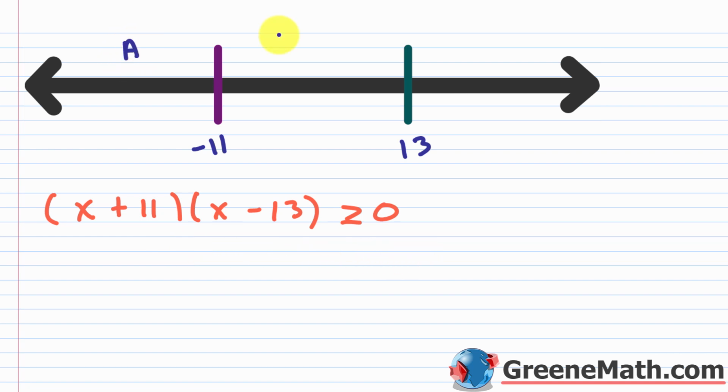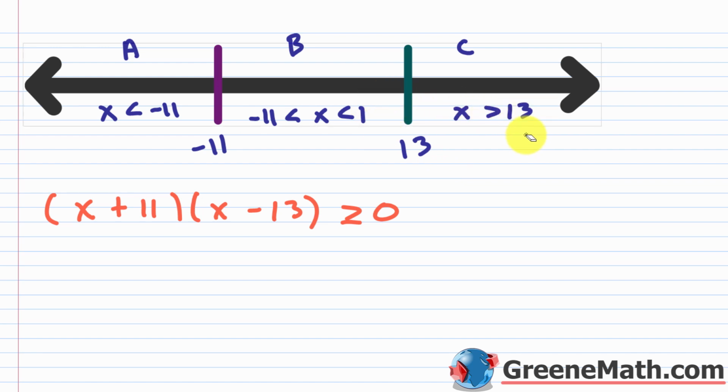Again, this will be region A. This will be region B. This will be region C. And essentially what I want to do here is just say that this is x is strictly less than negative 11. Here, x is greater than negative 11 and less than positive 13. And then here, x is greater than 13. Let me make this a little bit better in each case. So a little bit cleaner.